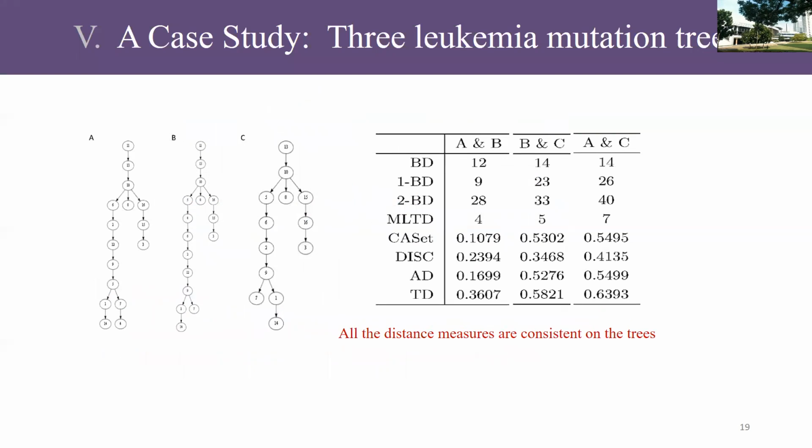Lastly, we have a case study. We examined 3 leukemia mutation trees. The pairwise distances of these trees are consistent under different distance measures. For each distance measure, as shown in this table, the distance between tree B and tree C is greater than the distance between tree A and tree B, but smaller than the distance between tree A and tree C.